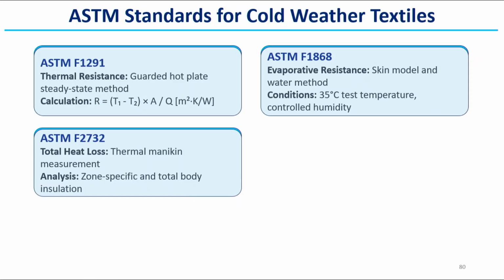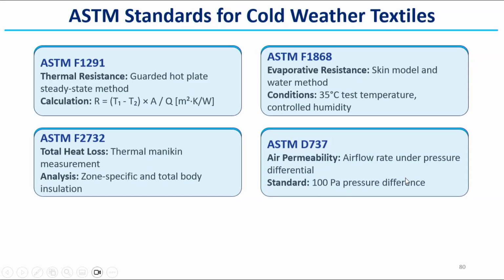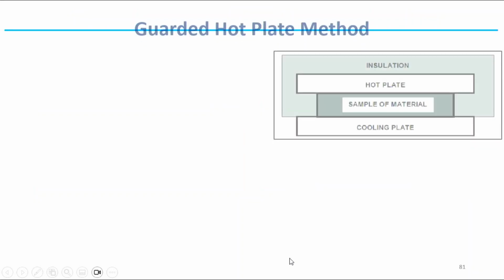and total heat loss is measured using the manikin by ASTM F2732 method and zone specific conditions are noted, and total body insulation is measured here, and air flow rate under pressure, air permeability is measured by ASTM D737. So, these are the different methods ASTM standard for testing the cold weather clothing.